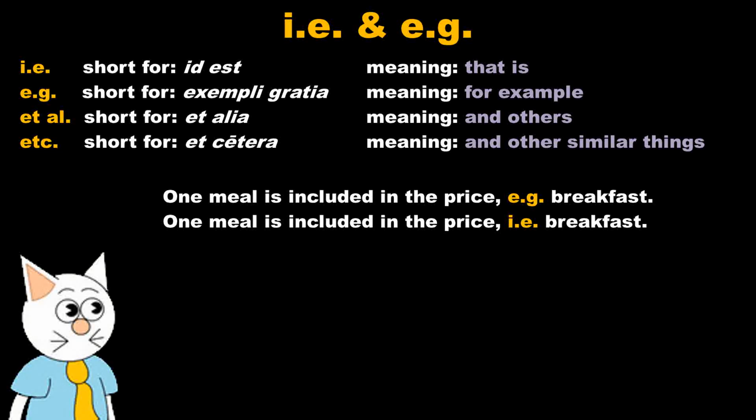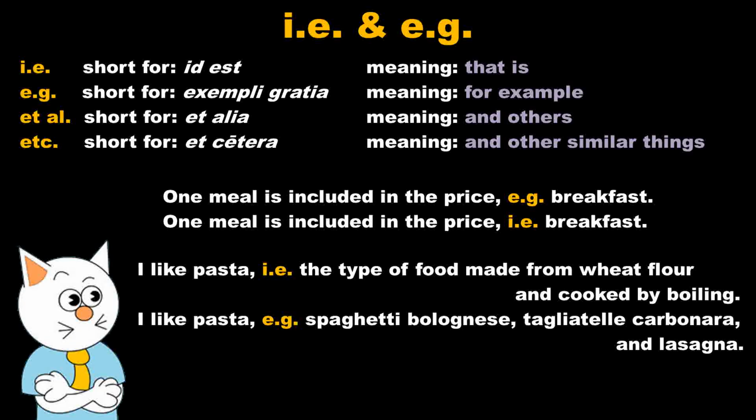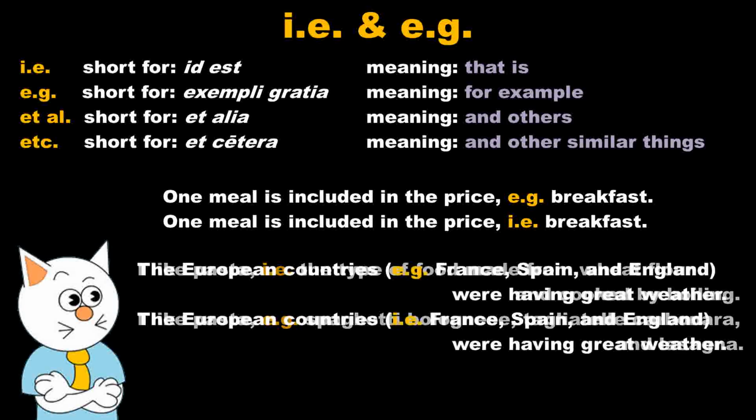The easy way to check if you are using the right abbreviation is to replace it with the full phrase and see if it still makes sense. E.g. becomes for example, i.e. becomes in other words. Check these sentences. I like pasta, i.e. the type of food made from wheat flour and cooked by boiling. I like pasta, e.g. spaghetti bolognese, tagliatelle carbonara, and lasagna. See the difference?